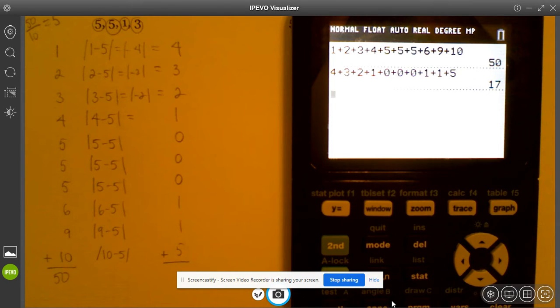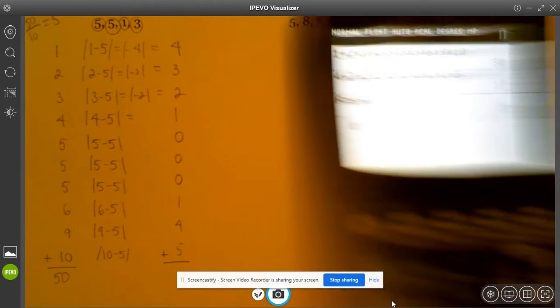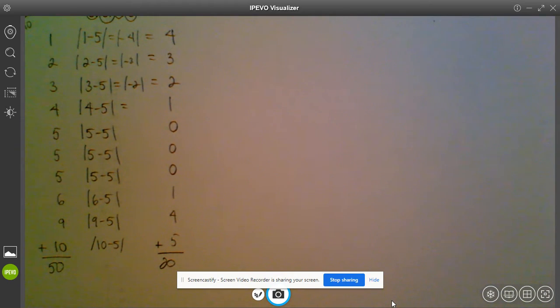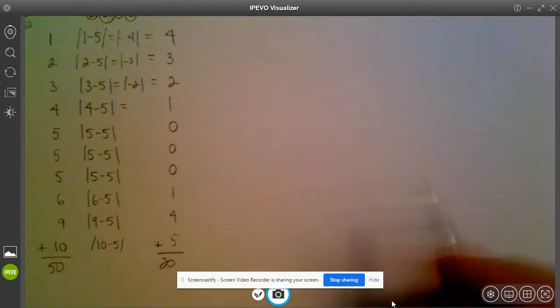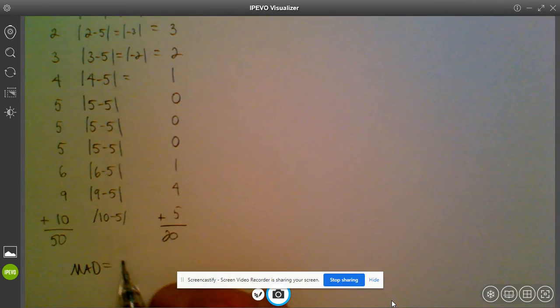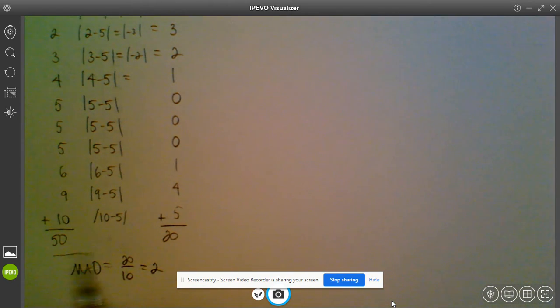Did I forget something? 2, 1, 1, 1, 5. Okay. Oh my goodness, that's a 4. Okay, so these numbers add to 20. Okay, so for this problem, my mean absolute deviation is 20 divided by 10, which is 2.